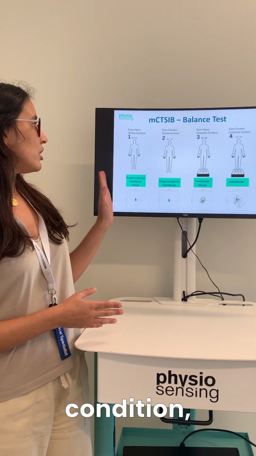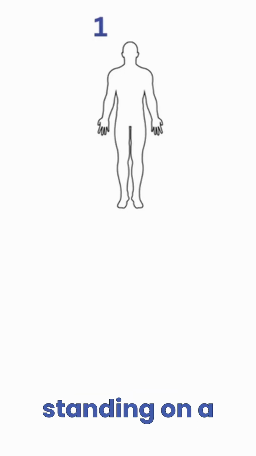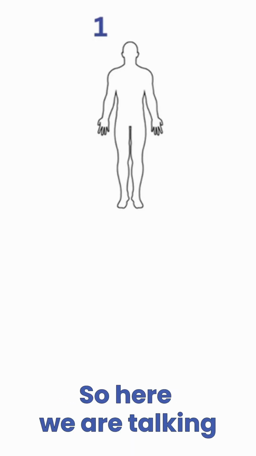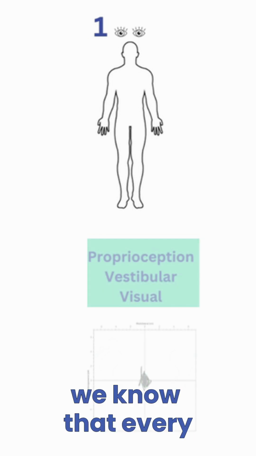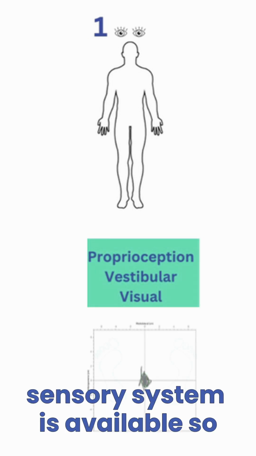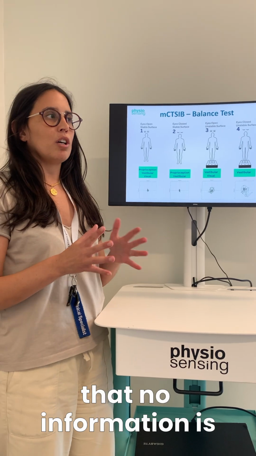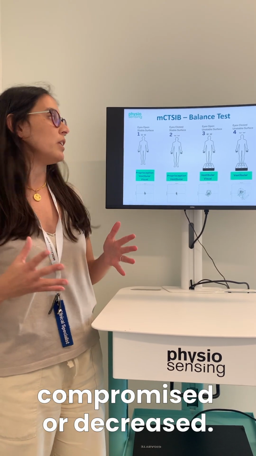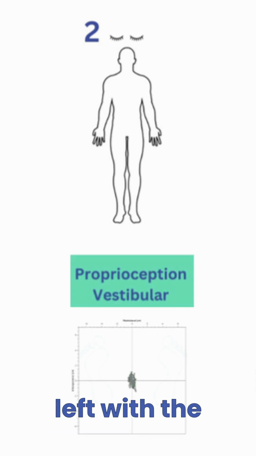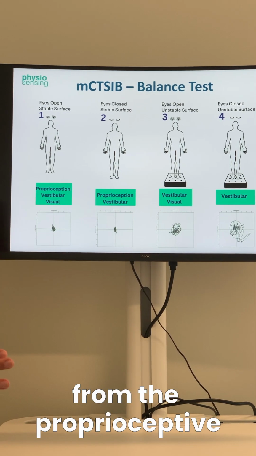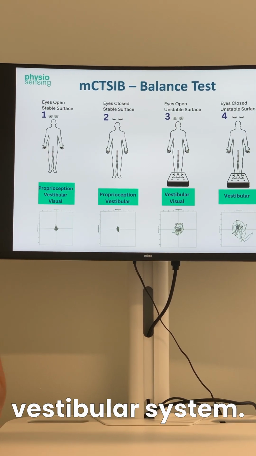In the first test condition, we have the patient standing on a stable surface. So here we are talking about standing on top of the platform with the eyes open. Here we know that every sensory system is available, so no information is compromised or decreased. In the second condition, we maintain the stable surface, but we ask the patient to close the eyes. And here we are removing the visual information. So we are left with the information coming from the proprioceptive system and the vestibular system.